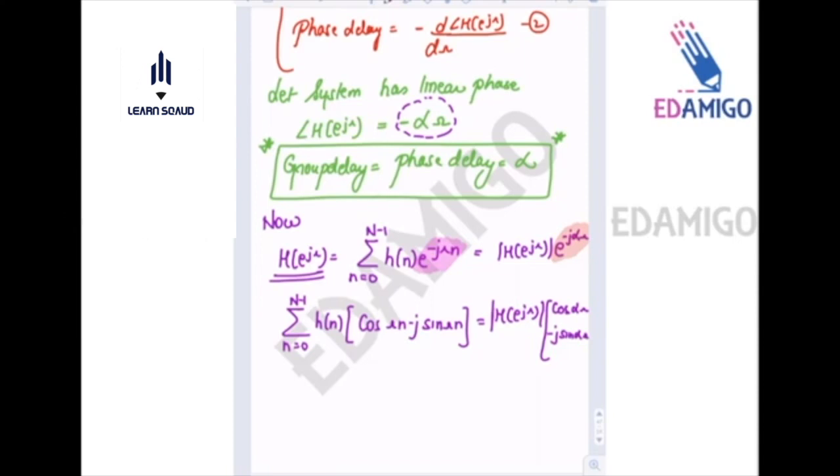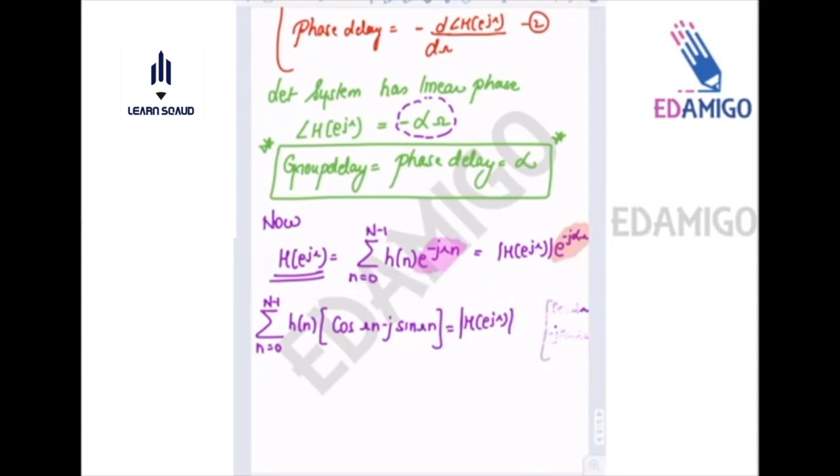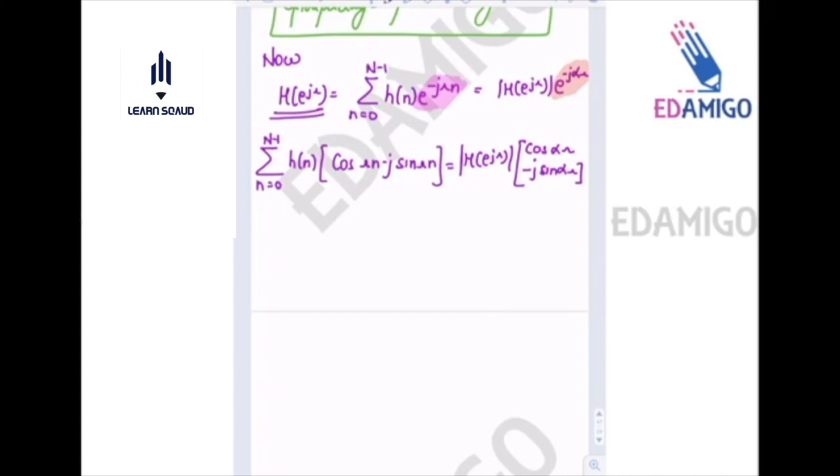So there is a space constraint here. So I'm writing it in a better format because these PDFs will be given to you as a note. So cos alpha sigma minus j sine alpha sigma. Now comparing the real and the imaginary parts on the right hand side and left hand side, we can get the following.